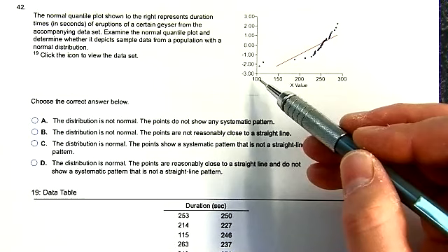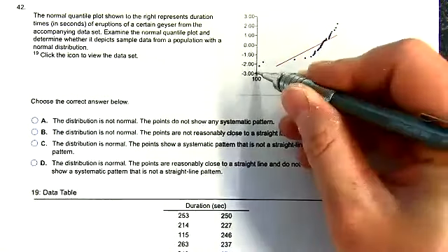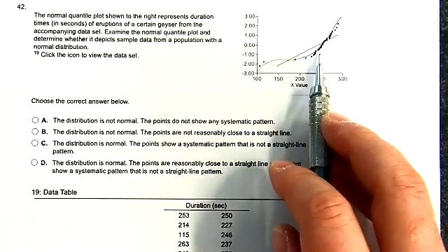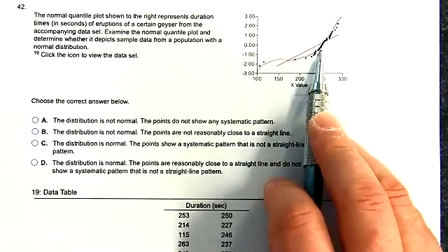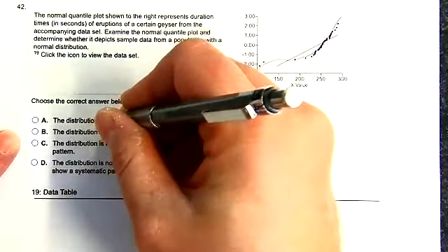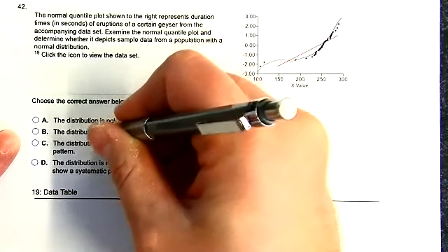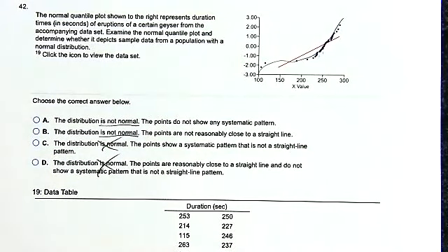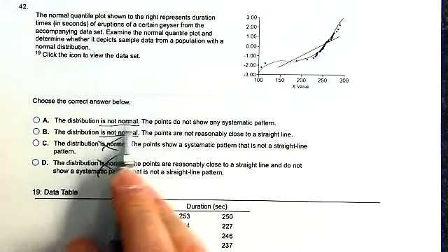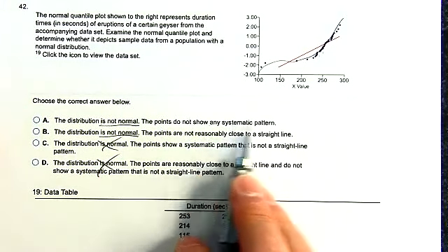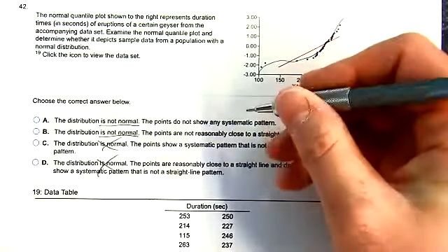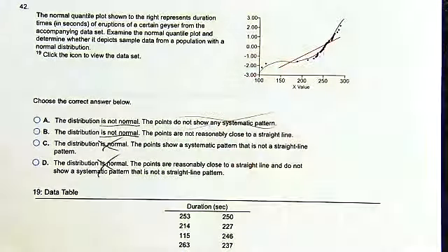All of us would come up here and say, is this a straight line pattern, these dots? No, right? I don't think any student in here would say, yeah, that's a straight line pattern. I would say no. If it's not a straight line, that means the distribution is not normal. So not normal, not normal, is normal, is normal. Those two are gone. The distribution is not normal. The points do not show any systematic pattern. So we don't want a systematic pattern. So you wouldn't want this. So it has to be B.